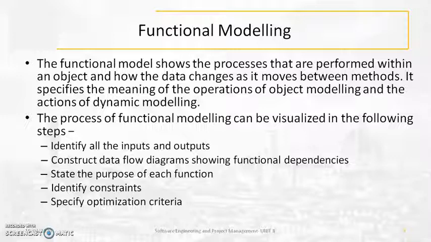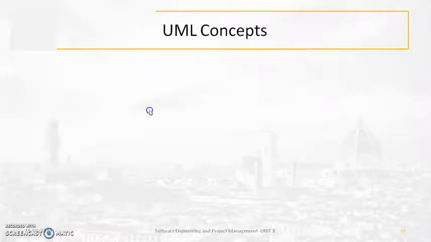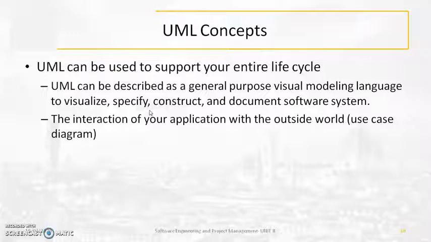First, identify the type of inputs and outputs. Then construct the data flow diagram showing functional independence, which we have already seen in data flow diagrams. Then state the purpose of each function, identify the constraints and specify the optimization criteria. Then in UML, concepts can support the entire life cycle.